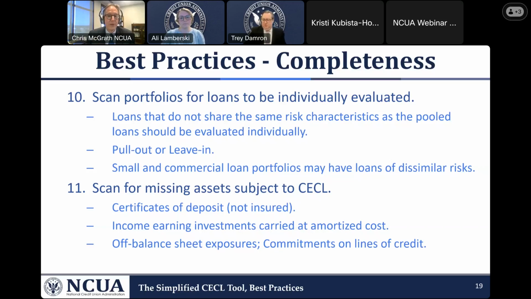And this is often the case with commercial loans. And now to item 11, just scan for other assets that are subject to CECL. That is, scan for something that should be covered by CECL, which has not been picked up yet. While they may be outside the simplified CECL tool, like with credit losses on loan commitments, they still need to be addressed in your books and records.